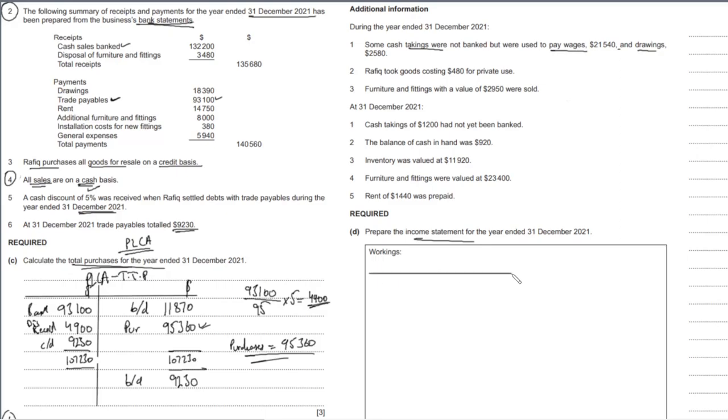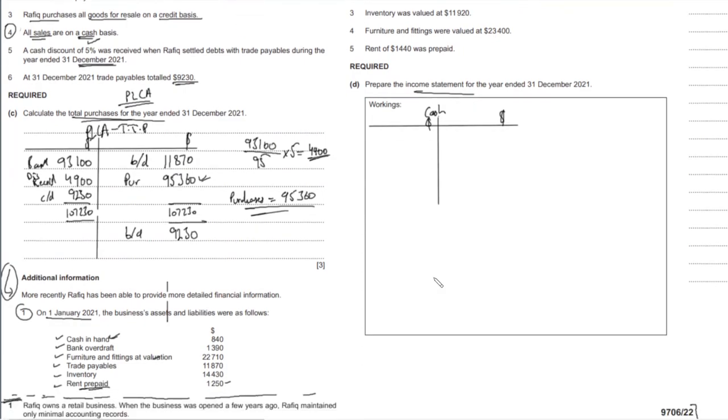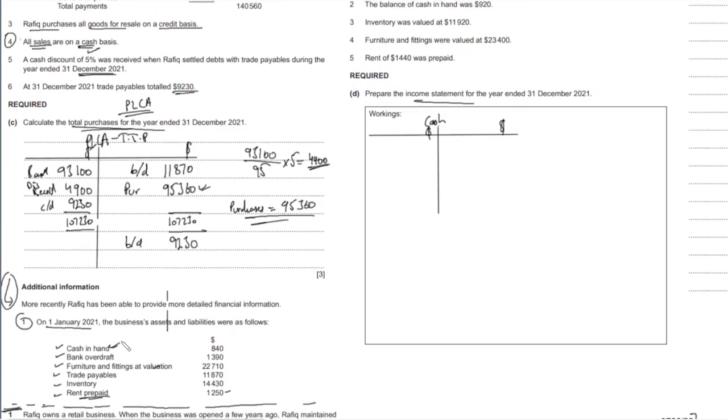And so that's what we'll do. We'll make a little cash account, and we will find sales as a missing figure. Sales will be a missing figure in our cash account. We'll record everything provided, starting from opening balance until the closing balance. The opening balance here is 840. Cash balance is always debit.